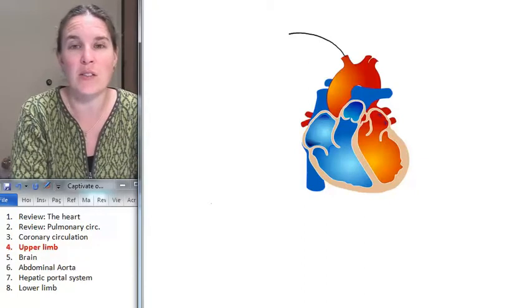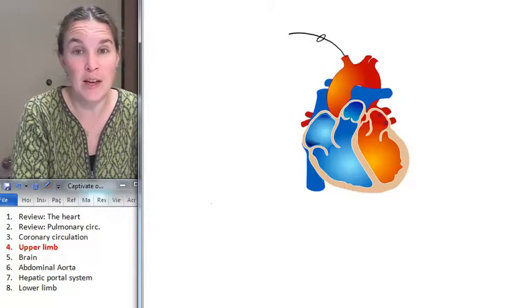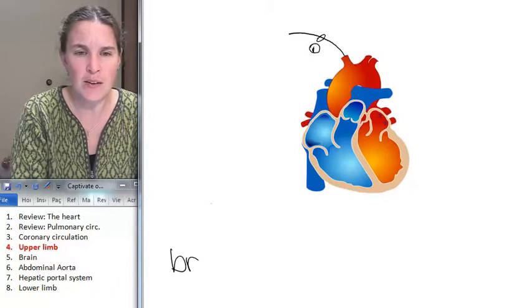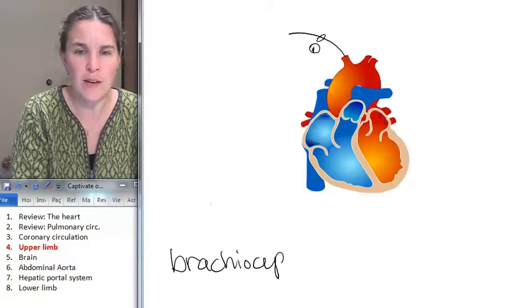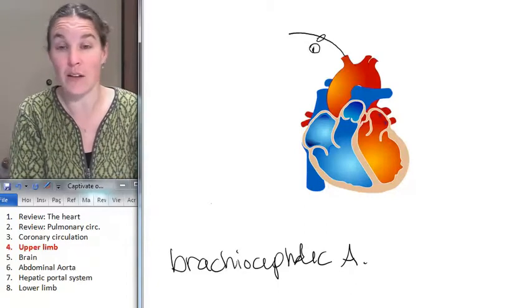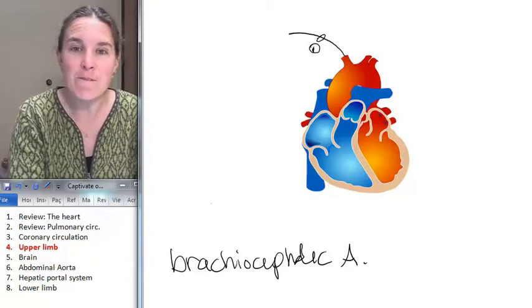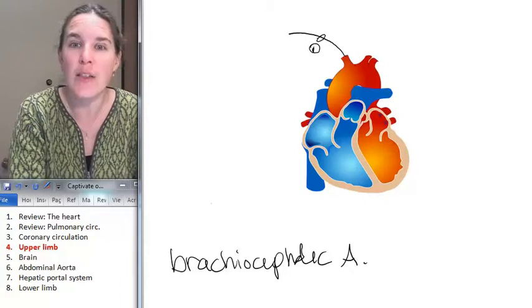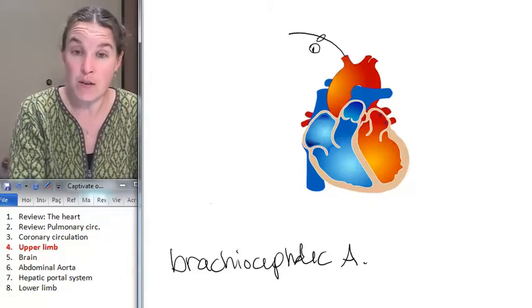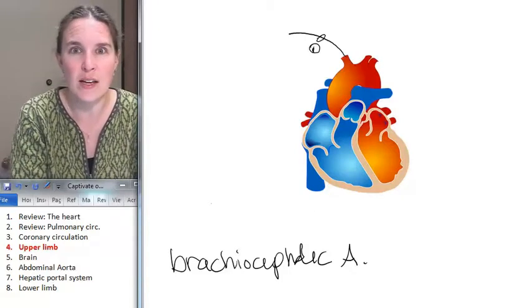And this is the brachiocephalic artery. So, I'm going to go like that. That's a 1. See that 1 that's staying there? And I'm going to write it down here. Brachiocephalic artery. There are 2 brachiocephalic veins, a right brachiocephalic vein and a left brachiocephalic vein, but there is only one brachiocephalic artery, and it is the first branch other than our coronary arteries. It's the first branch off of the aortic arch, and it is heading to the right side of the body.